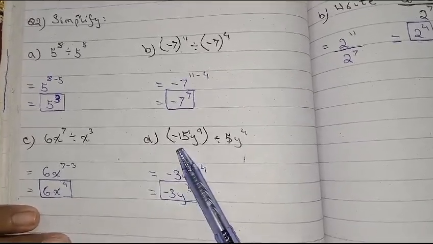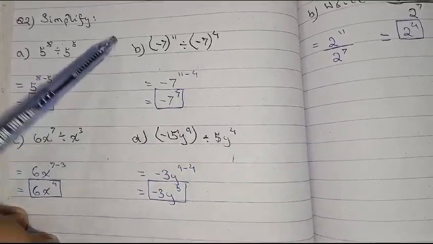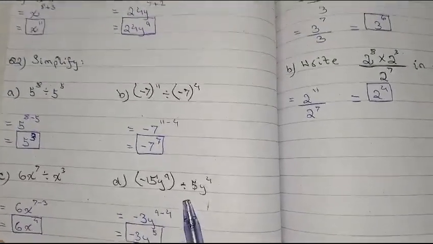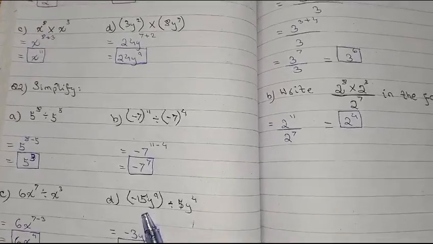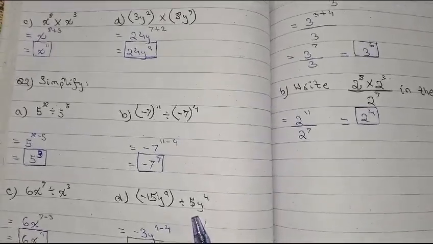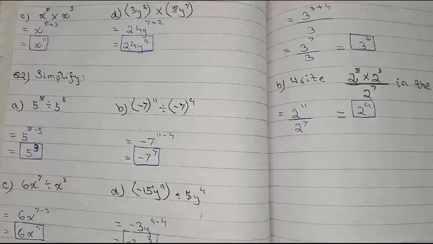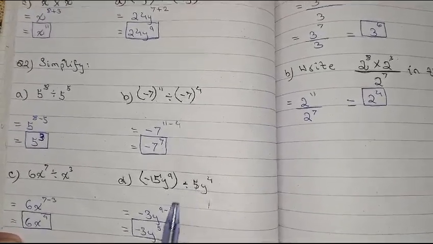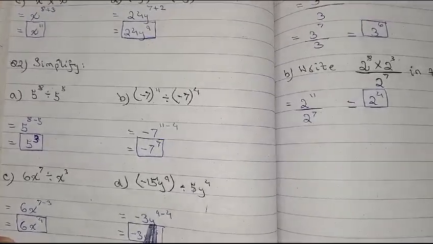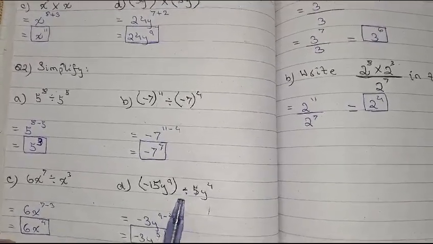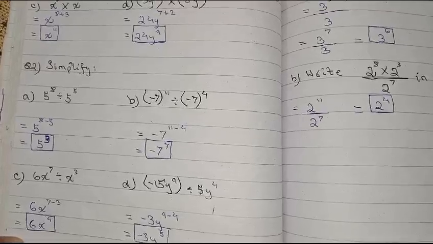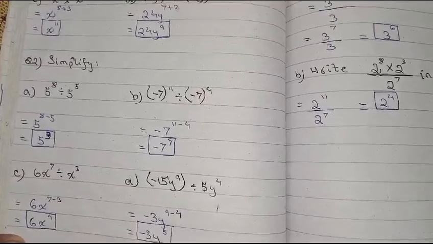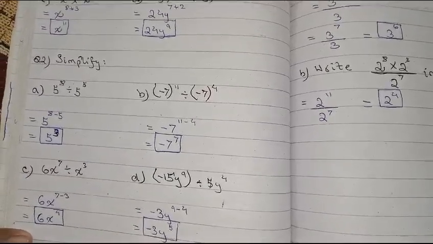In part D, it is similar to the previous question. Part D says minus 15y power 9 divided by 5y power 4. So we can divide 15 by 5, which is 3. So minus 3 y, and when you are dividing with the same base, we can subtract the powers. So minus 3 y, 9 minus 4, will get the result minus 3 y power 5.